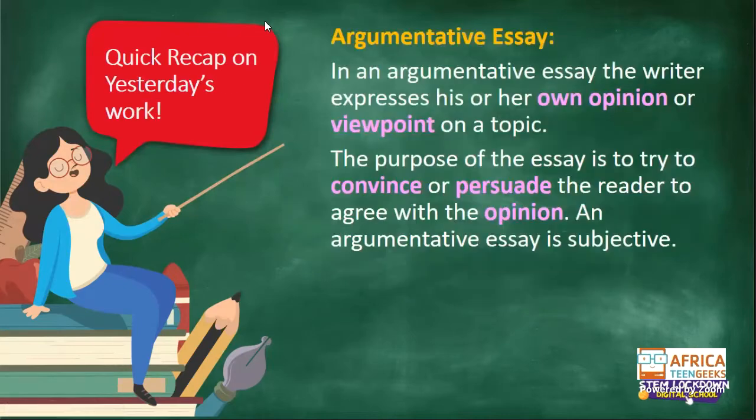Right, let's quickly recap on yesterday's work. Yesterday, we did an argumentative essay, and we said that in an argumentative essay, the writer expresses his or her own opinion or viewpoints on a topic. The purpose of the essay is to try to convince or persuade the reader to agree with the opinion. We also state that an argumentative essay is subjective, which means it's solely based on your opinions. However, it's always important to make sure that you research your topic before writing the essay.